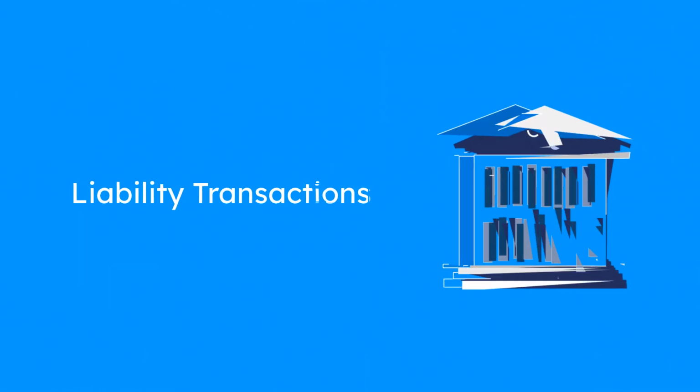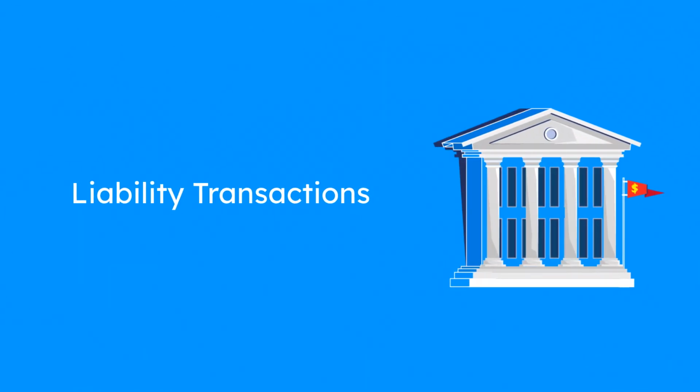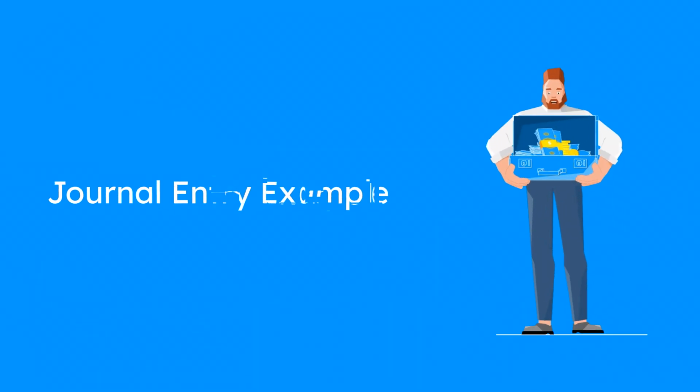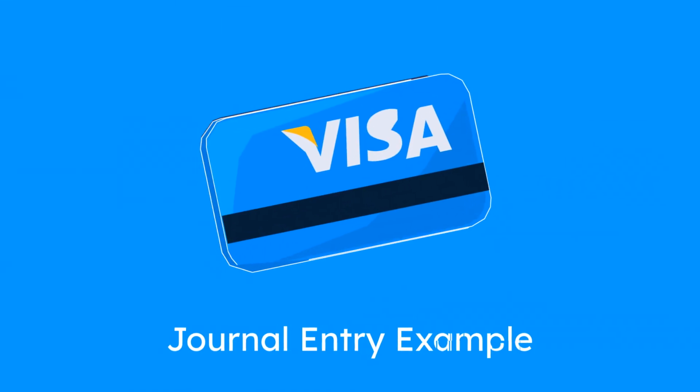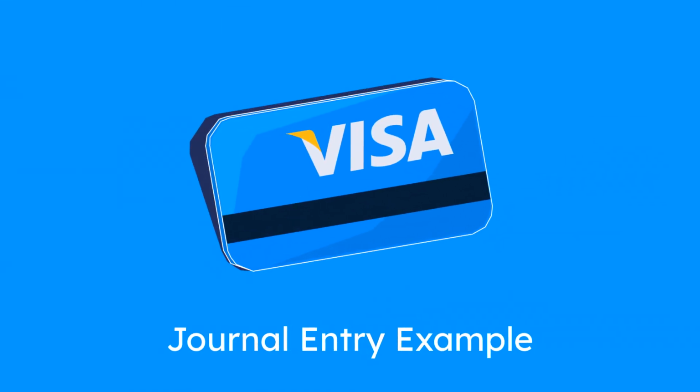Explanation: If a business takes out a loan of $50,000 from a bank, the entry would be debit cash bank $50,000, increase in assets. Credit loans payable $50,000, increase in liabilities.